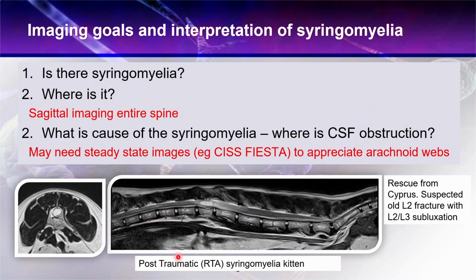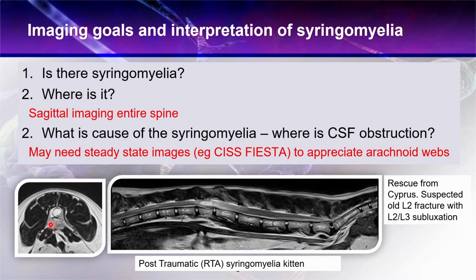So this is a case of a post-traumatic syringomyelia. We can see the syrinx here and the pre-syrinx here. And this is a kitten that had an RTA, well, we presume. Actually, it's not known. It was a rescue from Cyprus. This L2 vertebra is very short for the L2 vertebra. Looks a bit odd, so I suspect that it's an old fracture. This also here looked like a subluxation between L2 and L3.